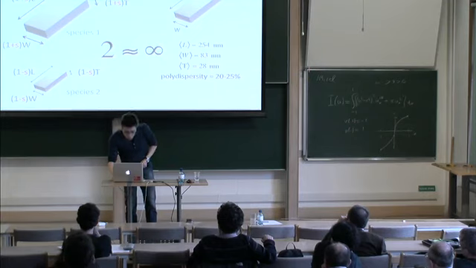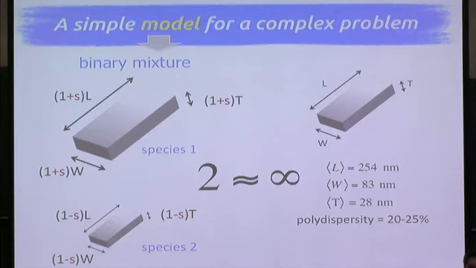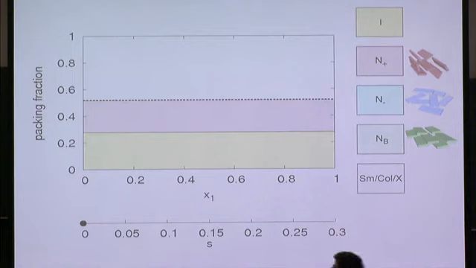By the way, this is the approximation I introduced: 2 is a good approximation for infinity in this case, hopefully at least. And this is the phase diagram. We have the packing fraction on the y-axis. The x-axis is the mole fraction of one species, in this case the big particles. And this bottom axis represents the size asymmetry. At s equal to 0, the two species are the same, so there is no dependence, of course, on the mole fraction. What happens when we increase the size asymmetry?